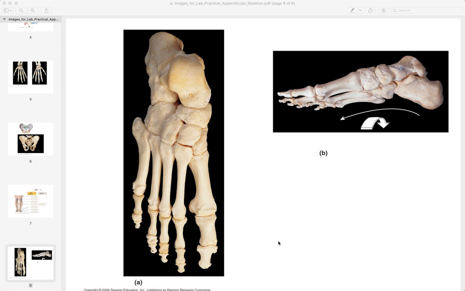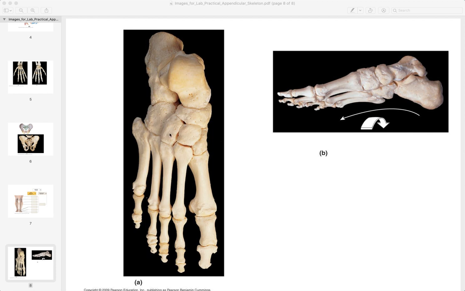So the tarsus is made up of 7 tarsal bones, and the tarsus is the ankle. So we'll look at those bones. This one here is the talus. This bone here is the calcaneus. This bone is the cuboid.